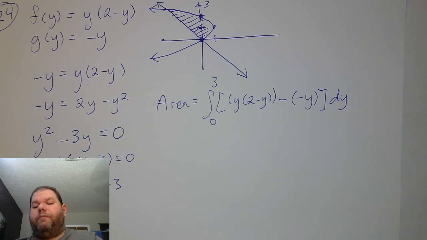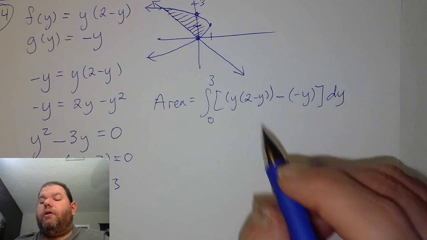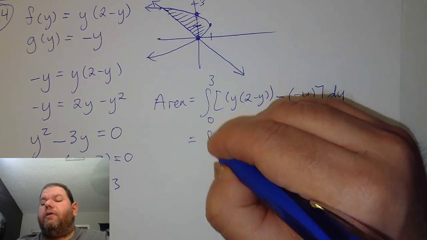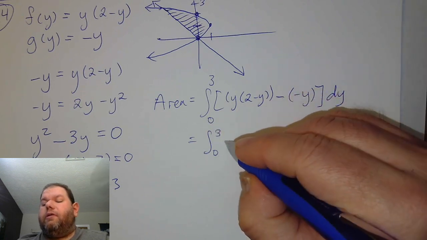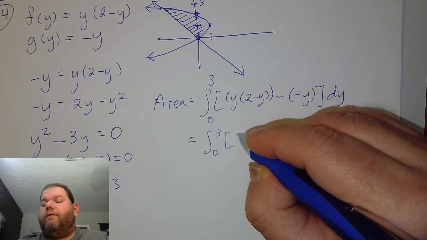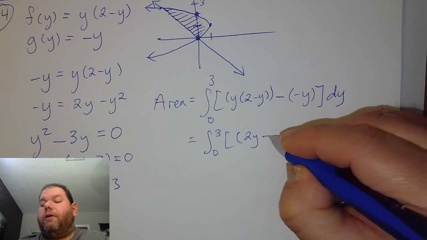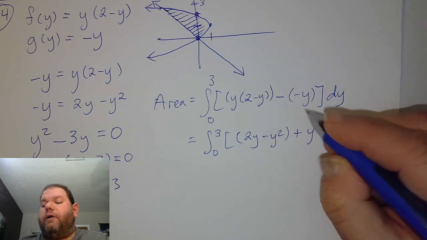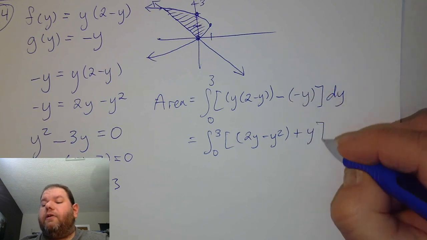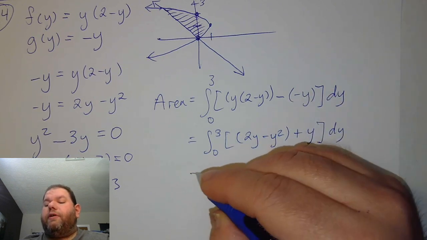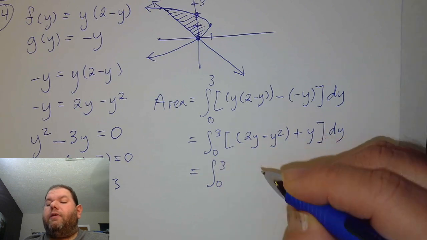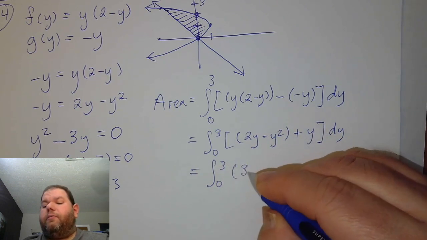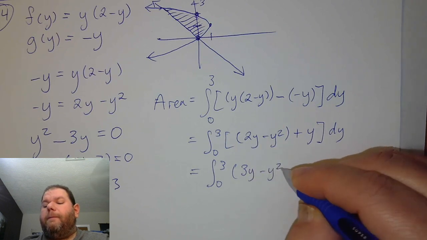Alright. So we'll multiply this out before we try to combine the like terms. So we have 2y minus y squared, and then this will be a plus y once we resolve the two negatives. So putting that together gives us 3y minus y squared dy.